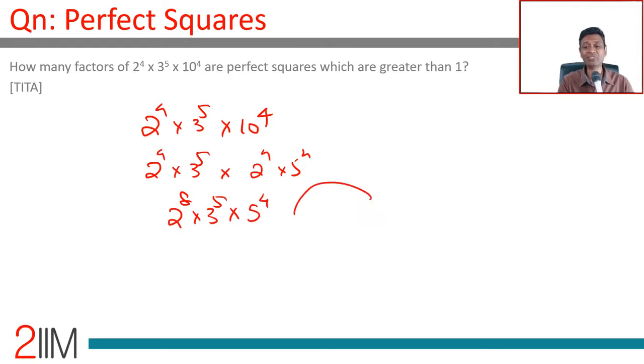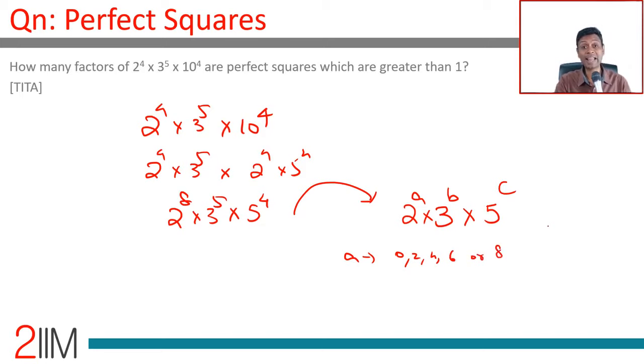Any factor of this number is going to be of the form 2 power a into 3 power b into 5 power c. It cannot have any other prime divisor. It has to contain only 2s, 3s and 5s. Now further, we are told this has to be a perfect square, so a can be 0, 2, 4, 6 or 8. In any perfect square, the powers have to be even numbers. It cannot be more than 8, because then it won't divide this number.